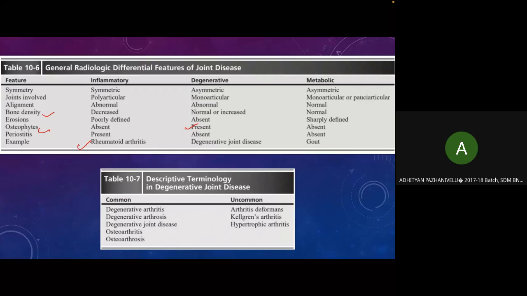And degenerative such as osteoarthritis, and metabolic such as gout, where the uric acid levels are off the table, and you have to bring down the uric acid level. And also, in all the cases, you can give them painkillers and treat them like that.